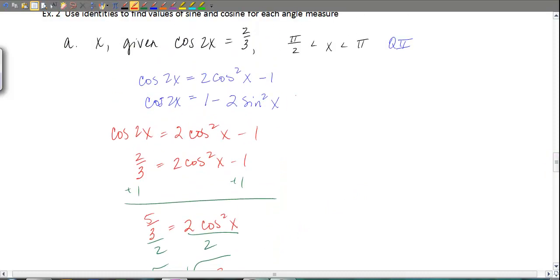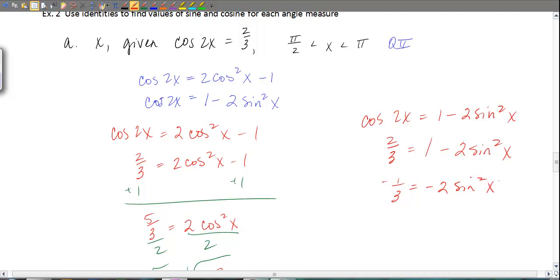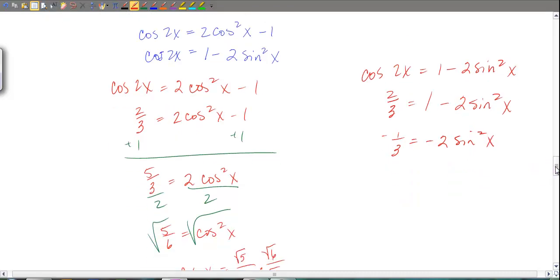Let's go back. We can use the same identity. Cosine of 2x is 1 minus 2 sine squared x. I could use the same identity to solve for sine. So let's say I have, again, 2/3 is 1 minus 2 sine squared x. So you're going to do the same thing here. We're going to subtract 1 from both sides, and when we do that we get negative 1/3 is equal to negative 2 sine squared x. I'm going to divide both sides by negative 2, and I get 1/6 is equal to sine squared x.